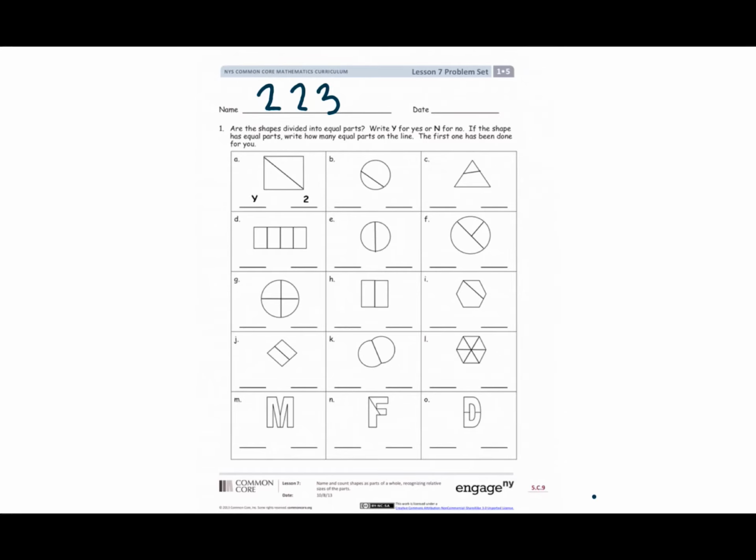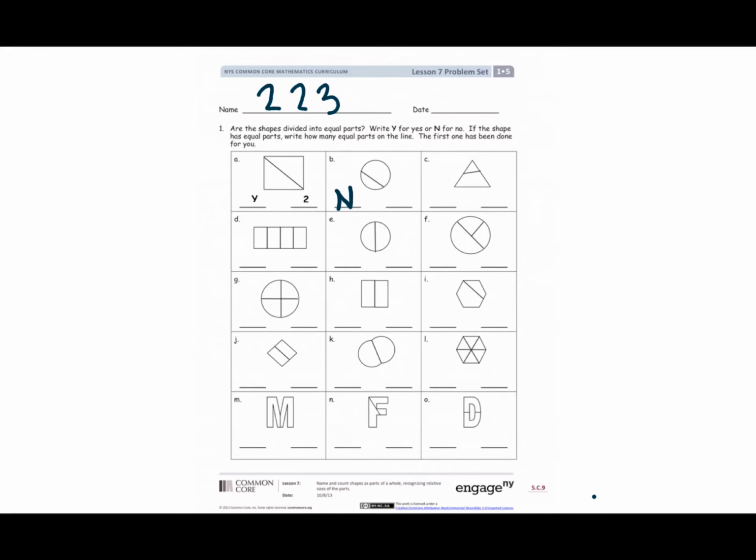For letter B, there is a circle that has been divided into two parts, but the parts are not equal, so I'm going to write the letter N to say no, they're not equal, and I'm not going to write down how many equal parts because there are no equal parts.